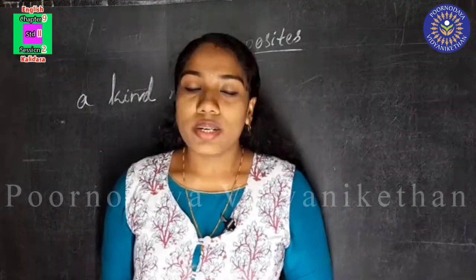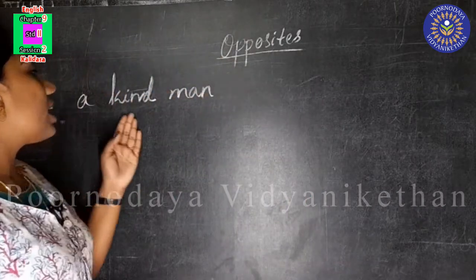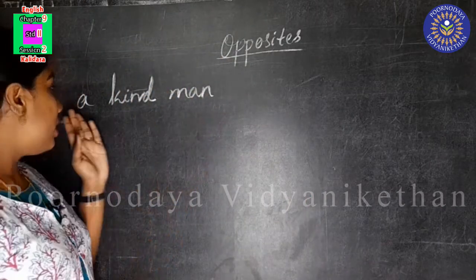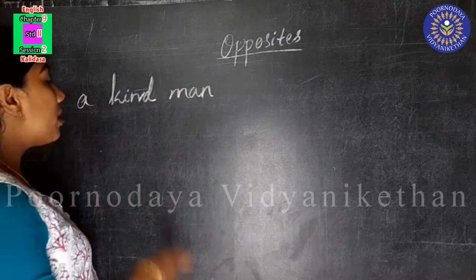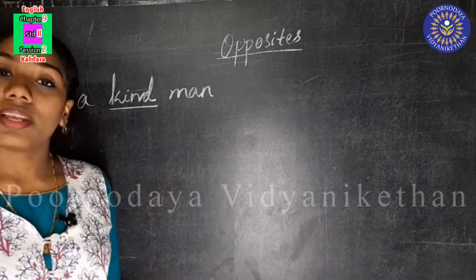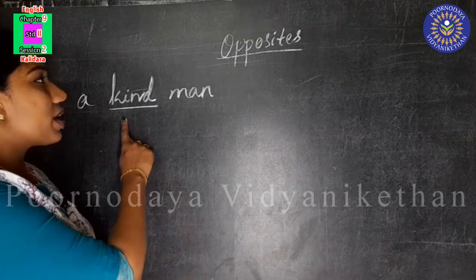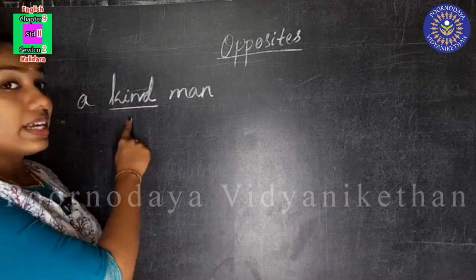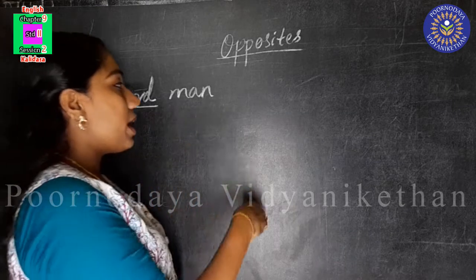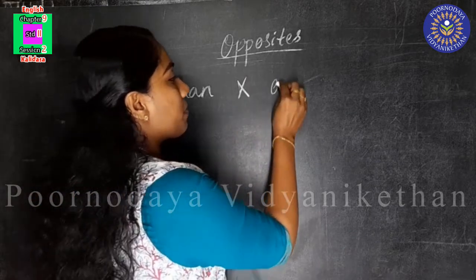Are you ready, children? Now, we are going to do the vocabulary part. Now, listen carefully. We are going to learn opposites. Look here, children. A kind man. Here, kind is the adjective. Now we are going to write the opposite of the word kind. A kind man. Now see the opposite.